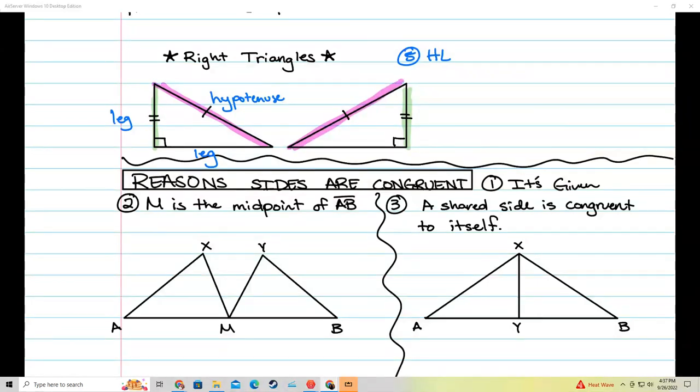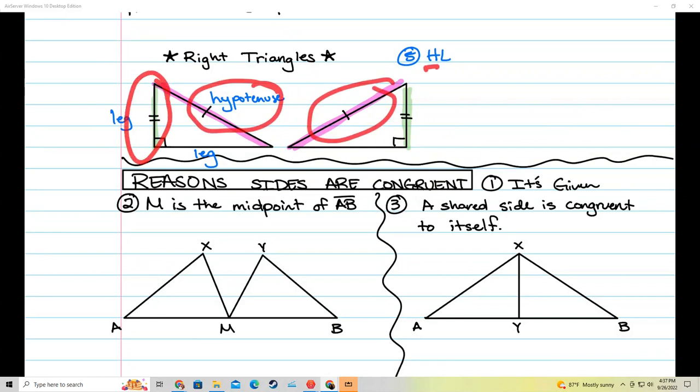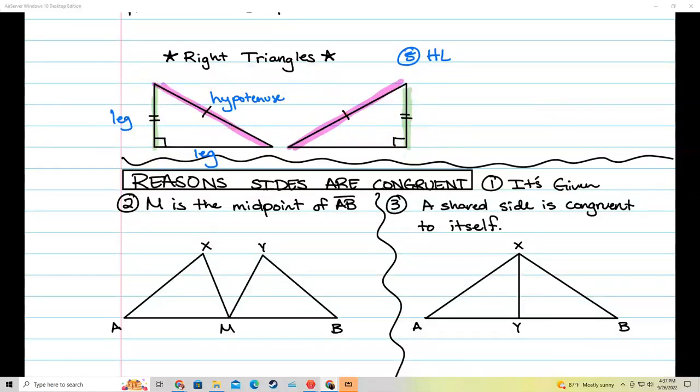So do I have a hypotenuse? Yep, because they match. Check. Do I have a leg? Yep, because they match. So because of that, I have the hypotenuse, I have a leg. I can go ahead and say I have HL. These triangles are for sure congruent. And this is when you have a hypotenuse and you have a leg. Then the triangles are congruent.